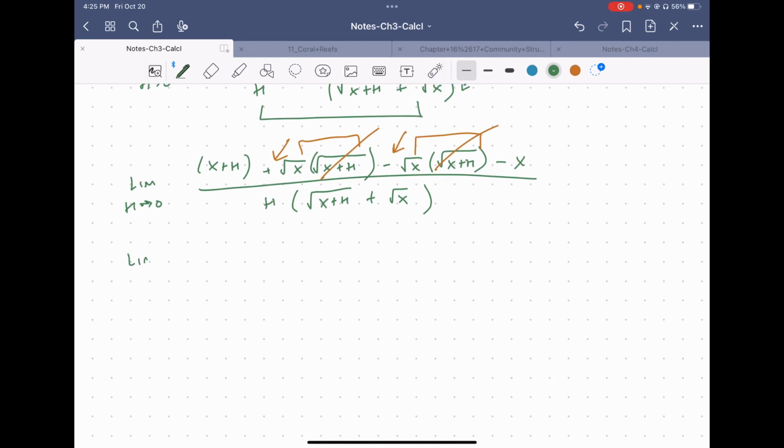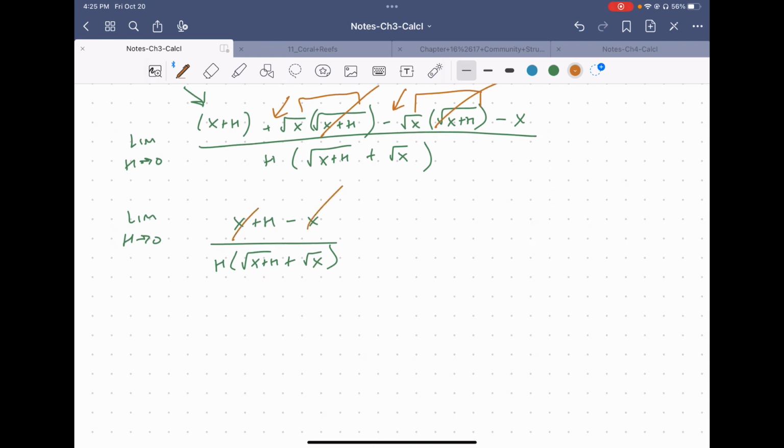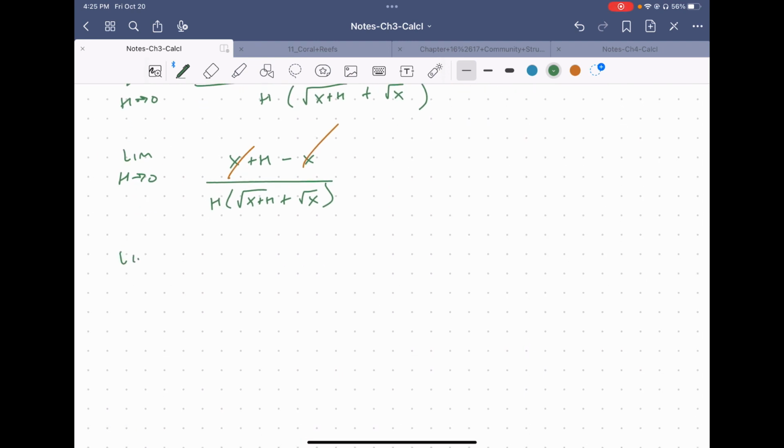So that is going to leave us limit h approaches 0, x plus h minus x over h times root x plus h plus root x. And the reason I dropped the parentheses this time is because it makes it easier to see that there's something else that actually cancels out, and that is these two x's right there, plus x minus x. So now that just leaves us with the limit h approaches 0, h on top, h on bottom, root x plus h plus root x.